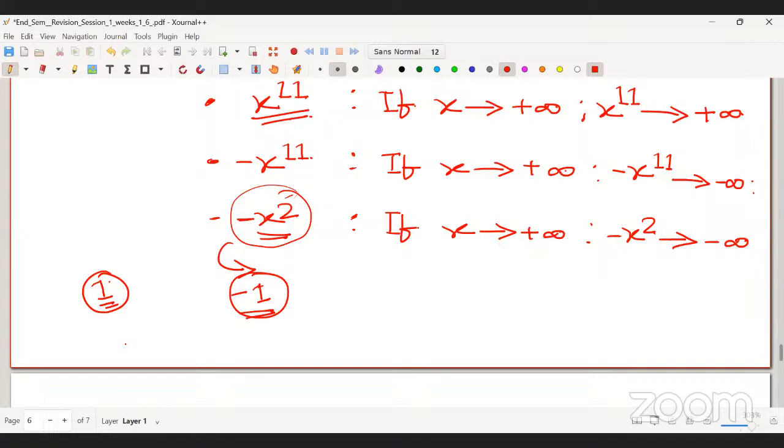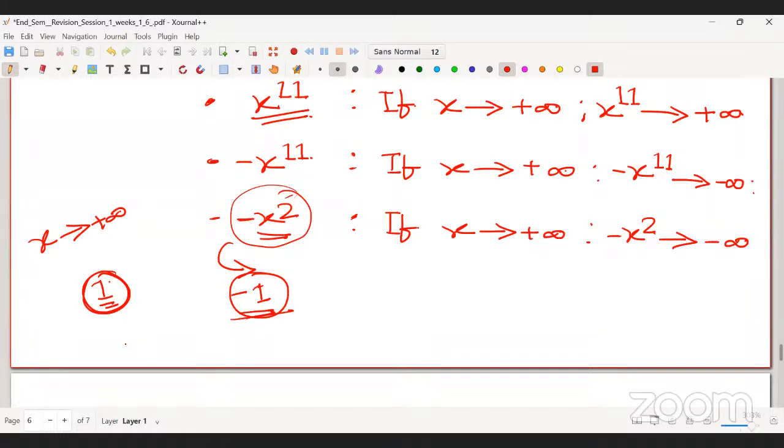Maybe, sir, we can add: if it is an even degree polynomial, both ends will be either positive or negative, and if it is an odd degree polynomial, one side will be positive and one side negative. Yeah. You don't have to actually remember anything here. As I said, you put 1 and you get minus 1. That means if x is going towards plus infinity, this will go towards minus infinity. You just simply substitute a positive number and a negative number, and that will give you the answer.